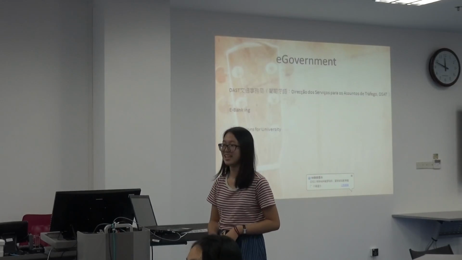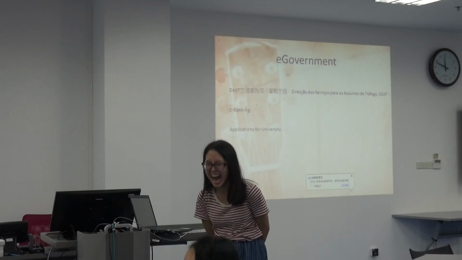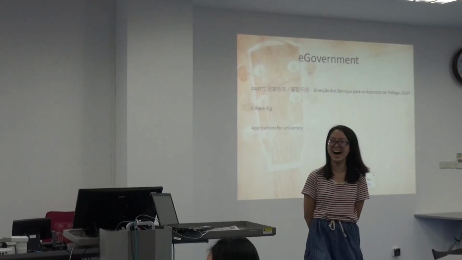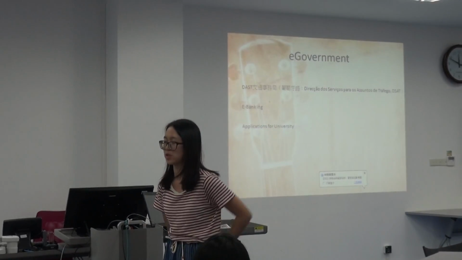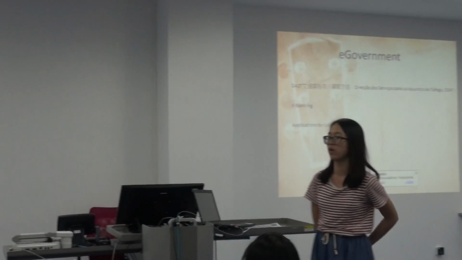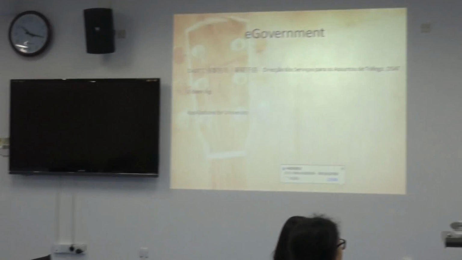E-government is the use of information and communication. Okay. If you want to give me two words that you want to emphasize, which two? First of all, information, right? And second of all is the system. Yes, you're right. So here are some examples.